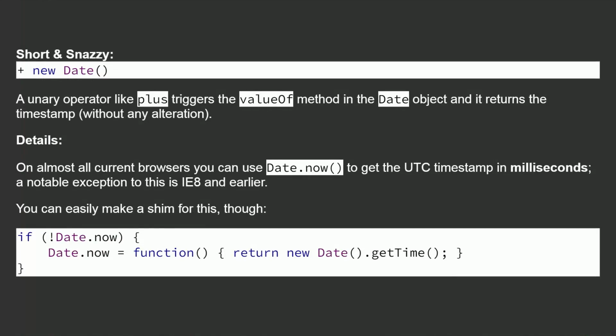Short and snazzy: +new Date(). A unary operator like plus triggers the valueOf method in the Date object and it returns the timestamp, without any alteration. Details: on almost all current browsers you can use Date.now() to get the UTC timestamp in milliseconds. A notable exception to this is IE8 and earlier. You can easily make a shim for this though.